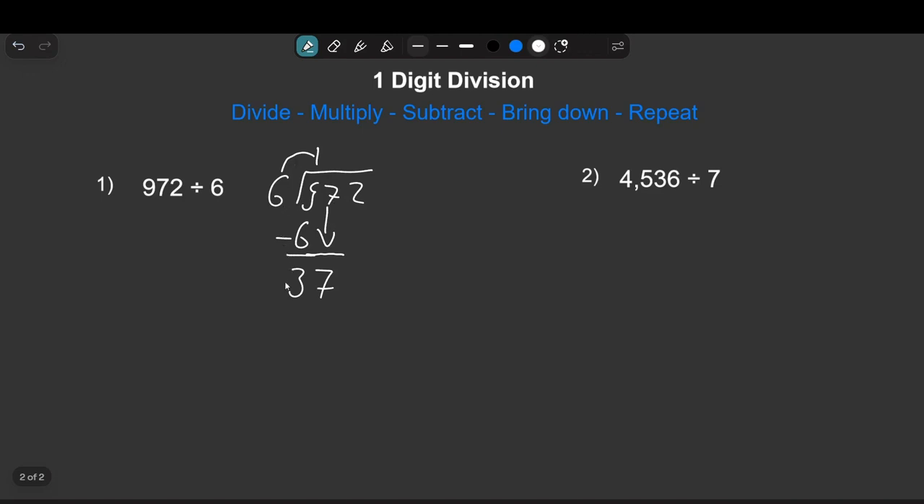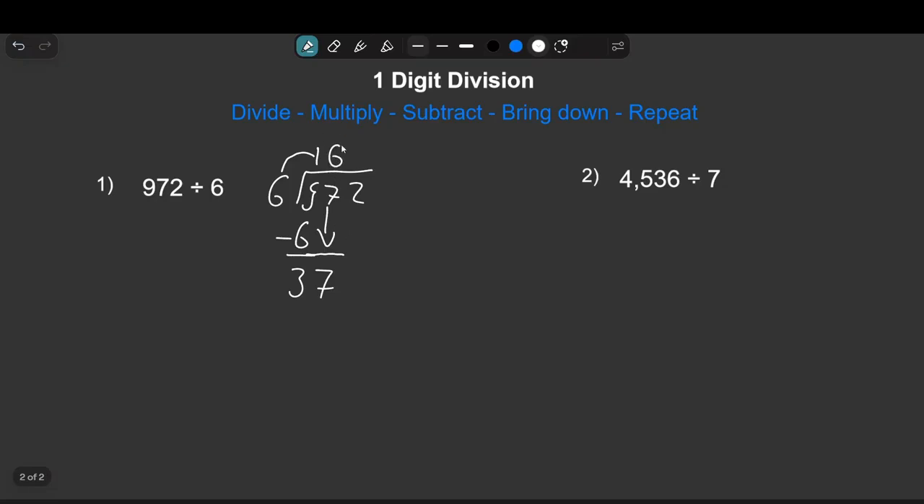So now 37 divided by 6, or you can see it as how many times does 6 fit into 37. We know that 6 times 6 equals 36, so 6 fits 6 times into 37 and not 7 times, because 7 times 6 equals 42, and that's above our 37. So we write a 6 down here.